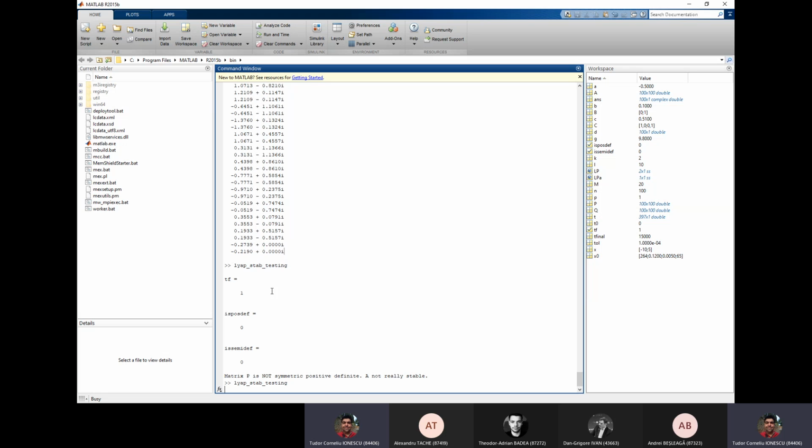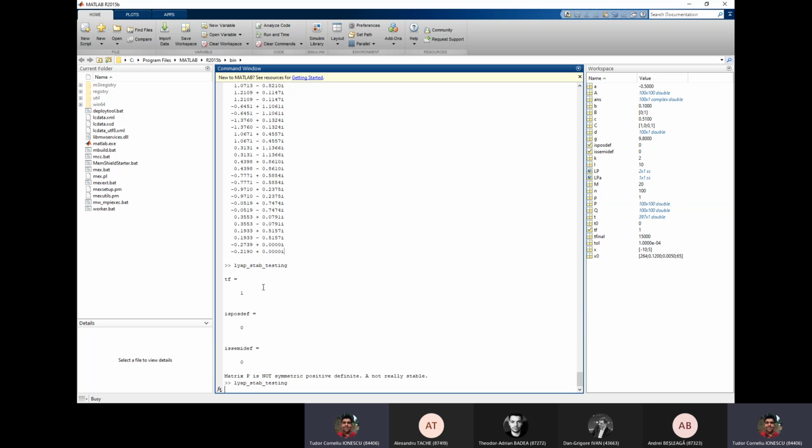Oh, sorry. No, I was wrong. MATLAB is right. P is symmetric, but it's not positive. It's about P, not about A. Sorry, my mistake. It's about P, not about A. P is the solution of the Lyapunov equation. Okay?